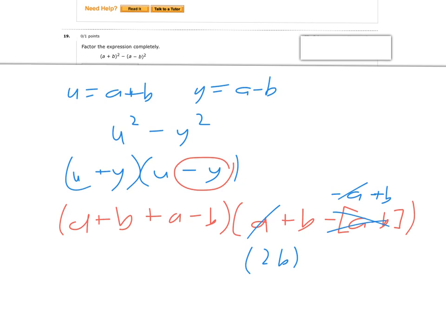All right, and then next up, over here we can combine like terms, which actually the b's cancel, so we get 2a.